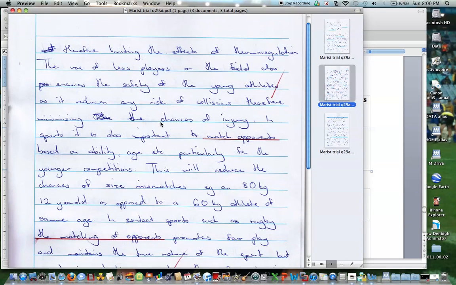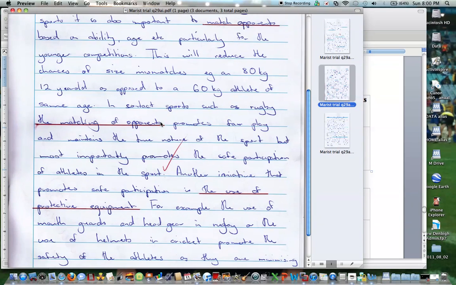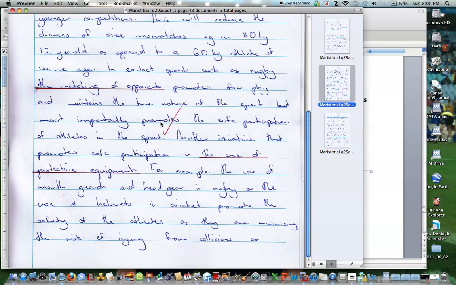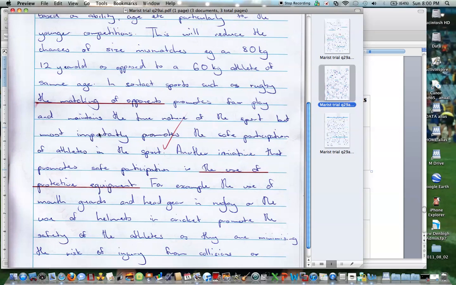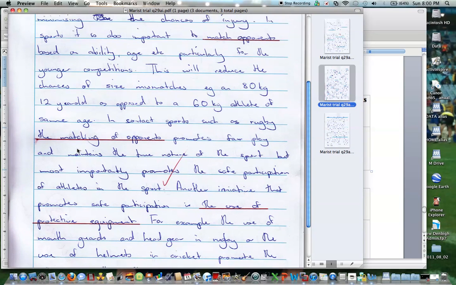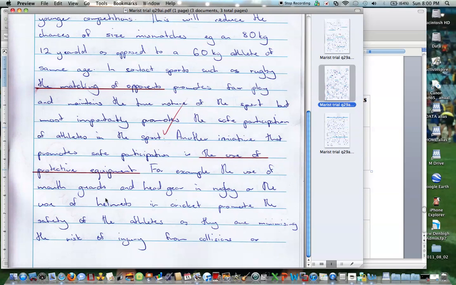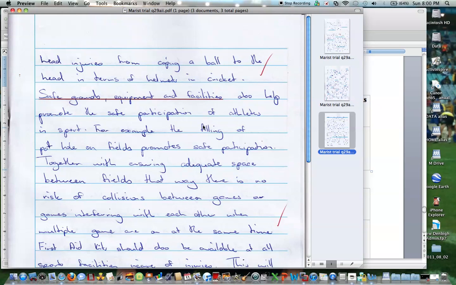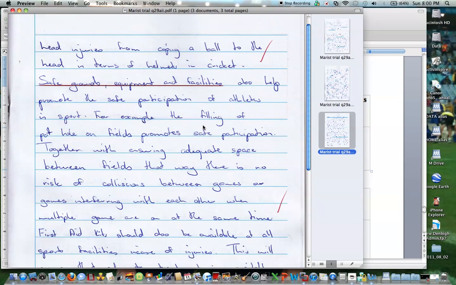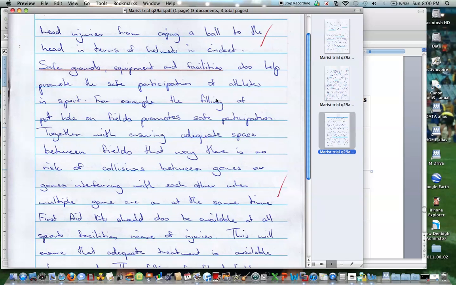Look at the second page, matching of opponents, the use of protecting equipment. Again, most importantly, promotes the safe participation of athletes. So he's continually talking about what the question's asking him to do. Helmets in cricket promote the safety of the athlete, talking about use of protective equipment. We go to the third page, safe grounds, equipment, and facilities. Promote the safe participation of athletes.